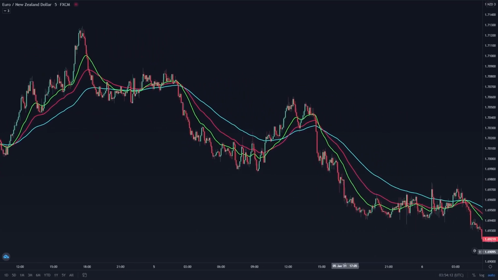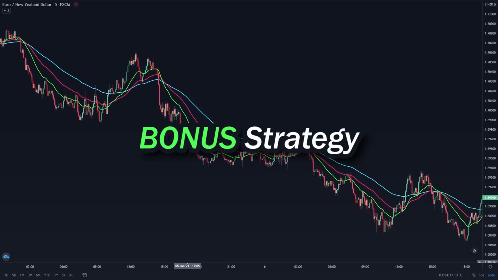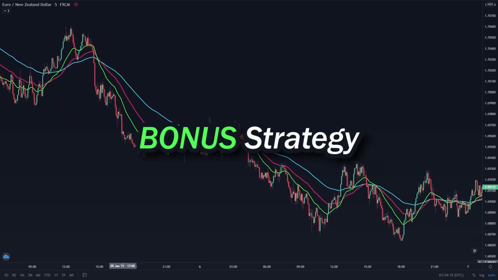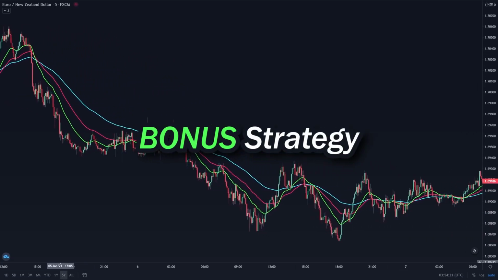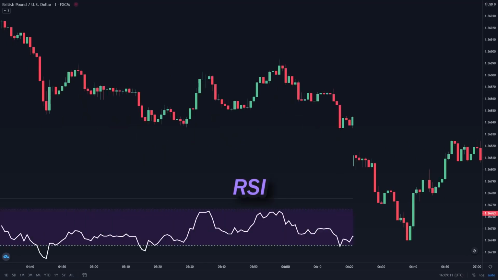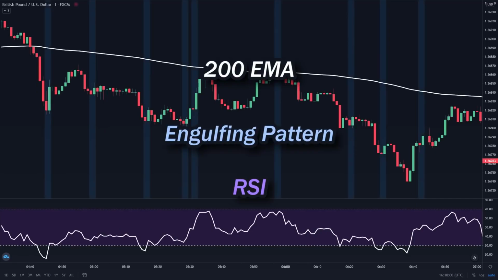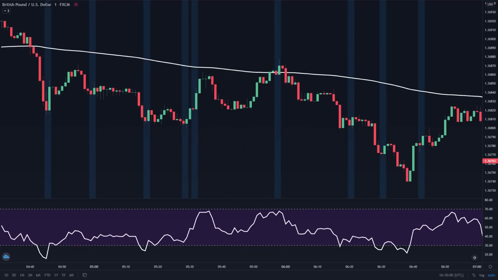So that's how you trade the triple EMA scalping strategy. Now, as a bonus, I'm going to reveal to you another highly profitable scalping strategy. So for this next strategy, I'm using a combination of the RSI, the 200 EMA, and the engulfing pattern. So this is how this strategy works.